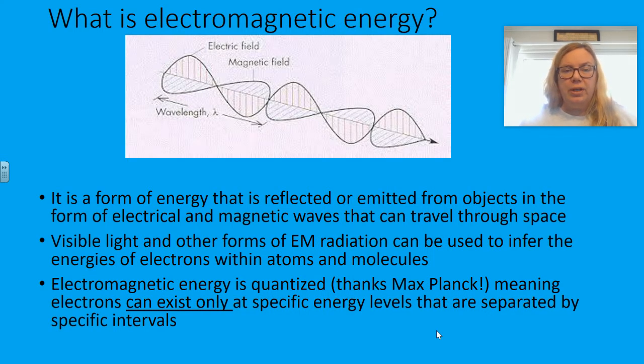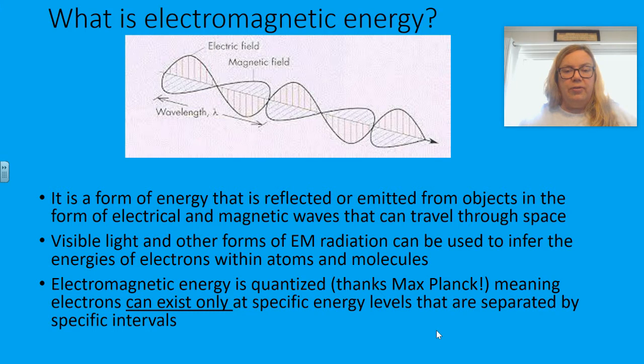First off, a lot of people get confused when we ask, what is electromagnetic energy? If you look at the first bullet, it says it's a form of energy that's reflected or emitted from objects in the form of electrical and magnetic waves that can travel through space. That's where it actually comes from initially: mainly all of our electromagnetic energy comes from the sun. But then many things within our earth and within the people that live here and the things that are here, we can maintain that electromagnetic energy that the sun gave us in the first place.